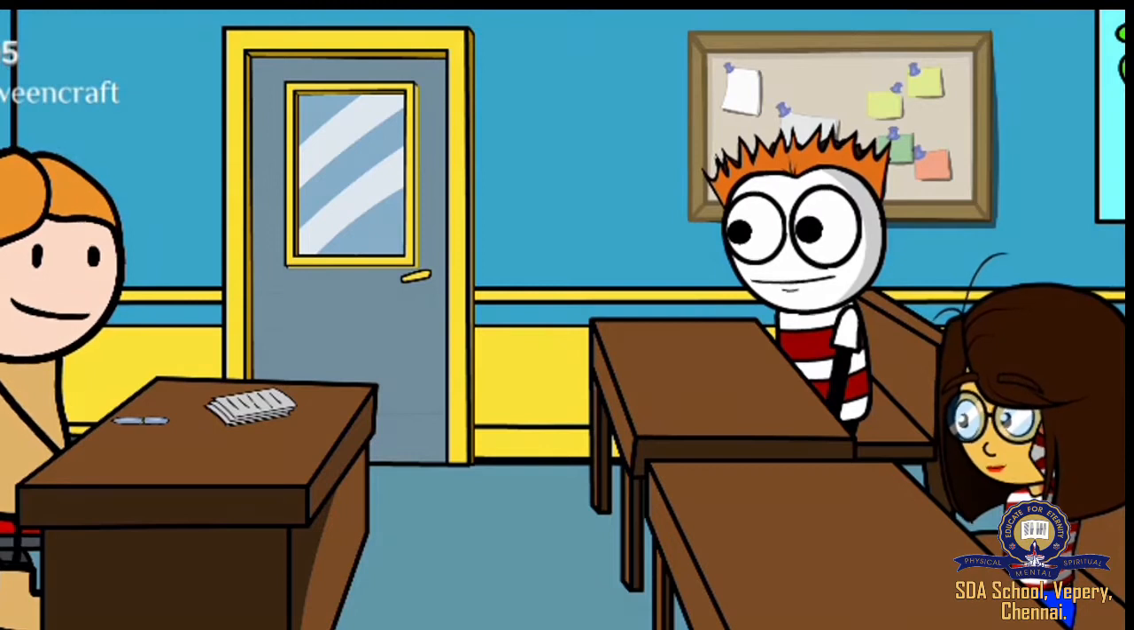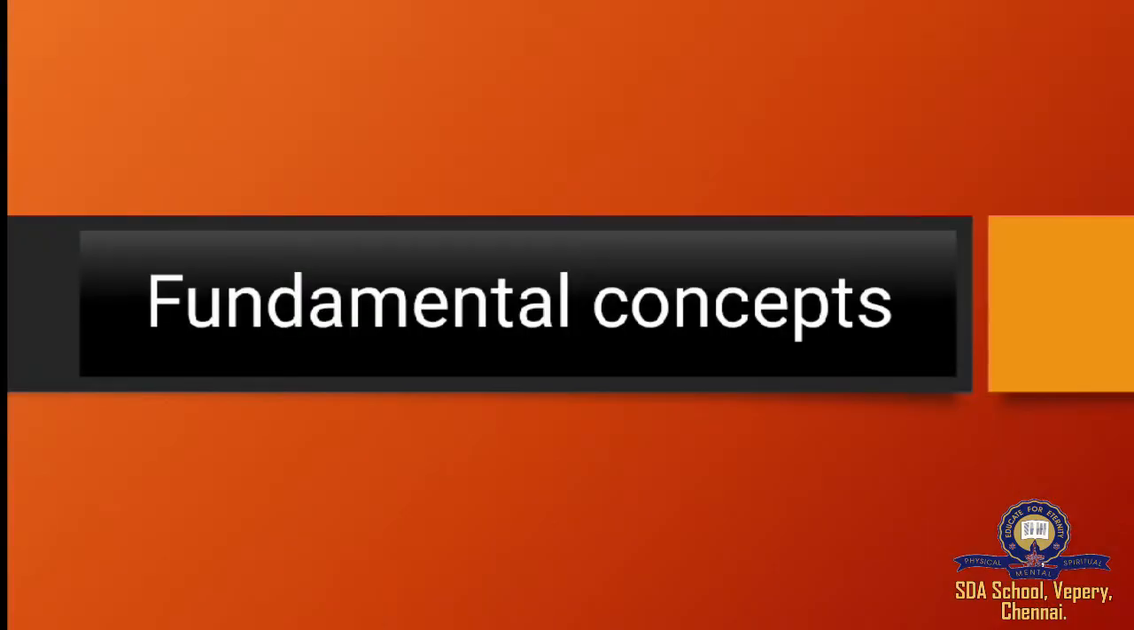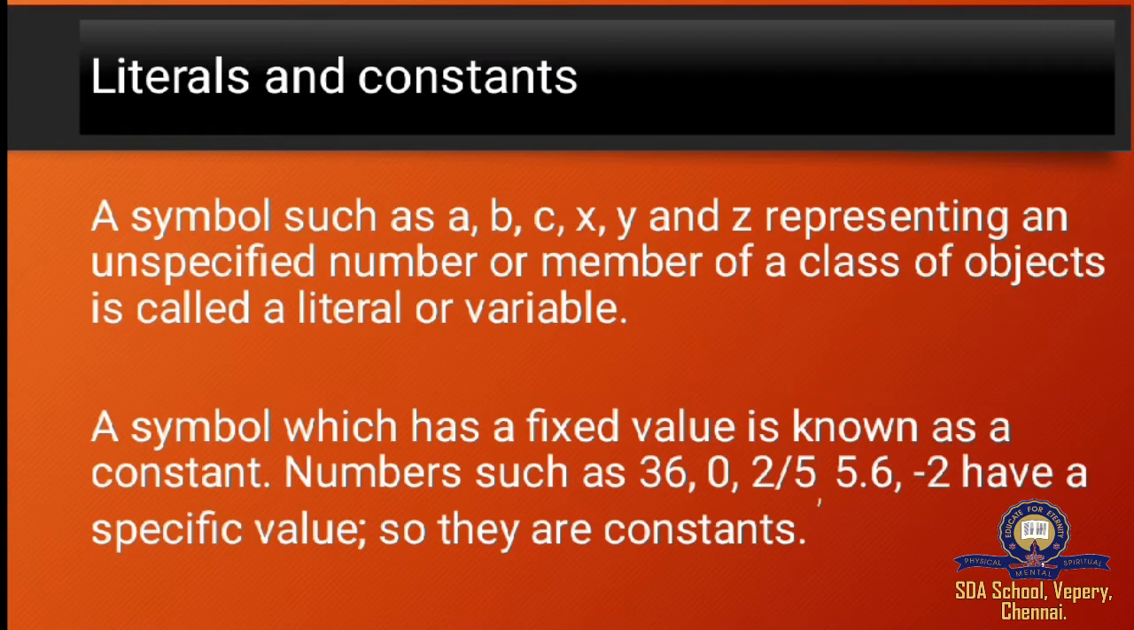Yeah, excellent student. Today we are going to learn a new topic, that is fundamental concepts. You are already familiar with some basic algebraic concepts. Now we're going to see fundamental concepts. In this, first we're going to see literals and constants. A symbol such as A, B, C, X, Y, and Z representing an unspecified number or member of the class of objects is called a literal or variable. You already studied in rational numbers what a variable is. This is also known as literals.